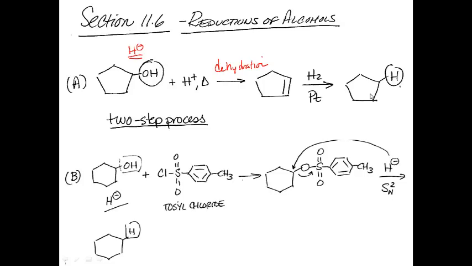We can completely replace an OH group with a hydrogen by two methods: either dehydrate the alcohol to form an alkene and then do hydrogenation on it, or convert the alcohol to a tosylate using tosyl chloride, and then use hydride to do an SN2 reaction and displace the tosyl group to replace the OH group with a hydrogen.